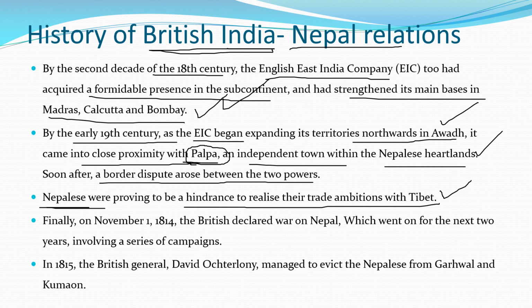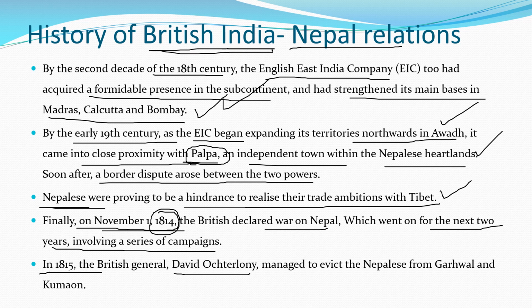So finally, on 1st November 1814, the Britishers declared war on Nepal, which went on for the next 2 years, involving a series of campaigns. Okay, so in 1814 Britishers attacked Nepal, and the war went on for 2 years. And in 1815, the British general named David Ochterlony managed to evict the Nepalese from the Garhwal and Kumaon region. So we have seen on the map which region is Garhwal and Kumaon.